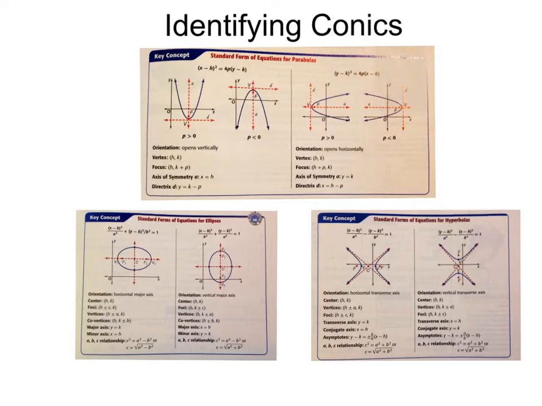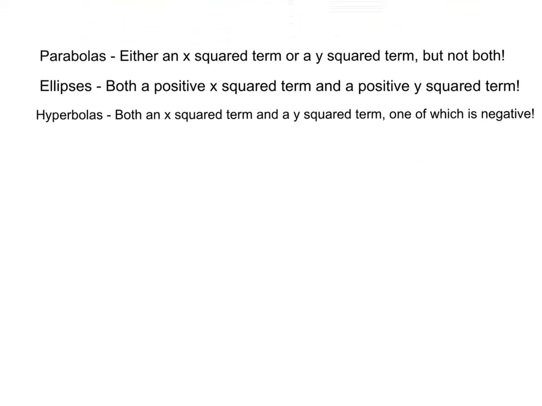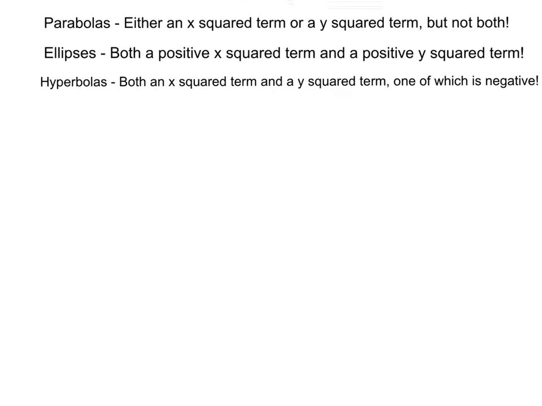In this lesson, we're going to be looking at equations of conics and trying to determine which type of conic those represent. So far, we've covered parabolas, ellipses, and hyperbolas. The main thing we're going to be looking at is the x squared terms and the y squared terms.